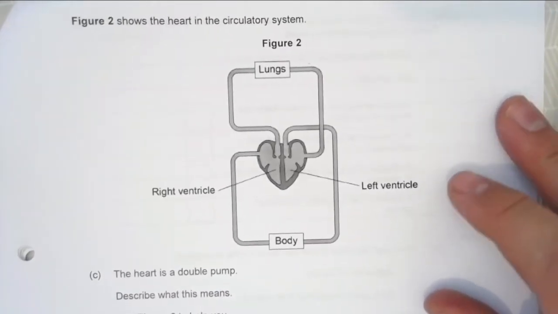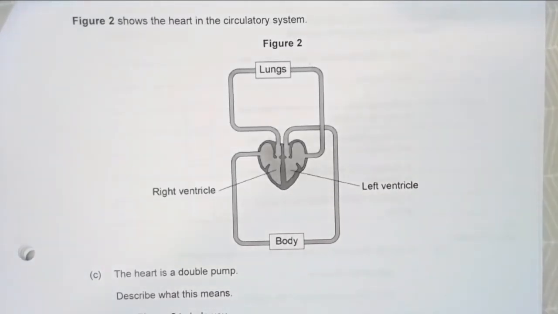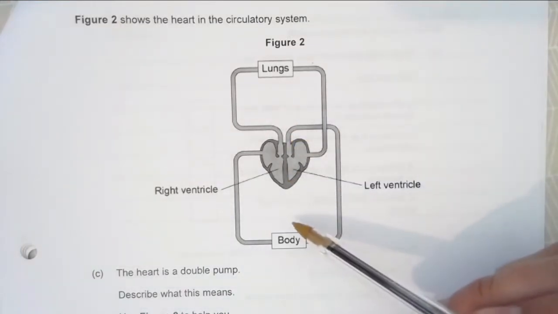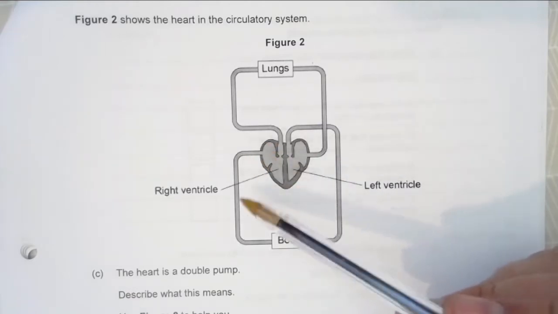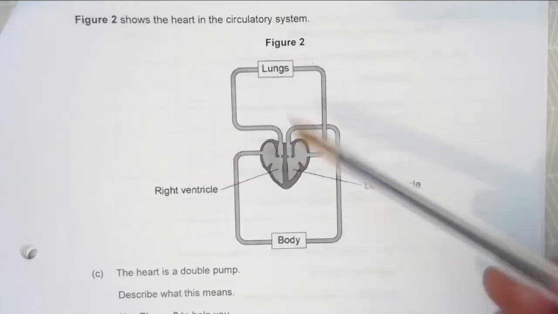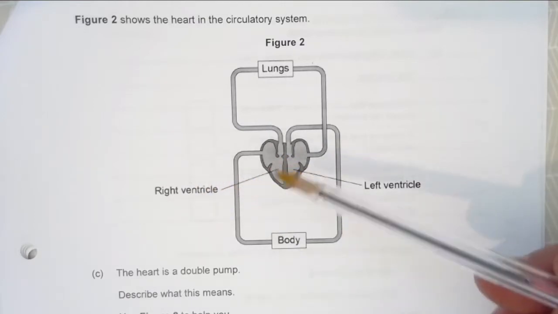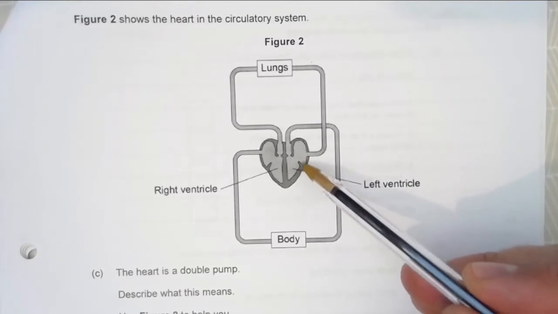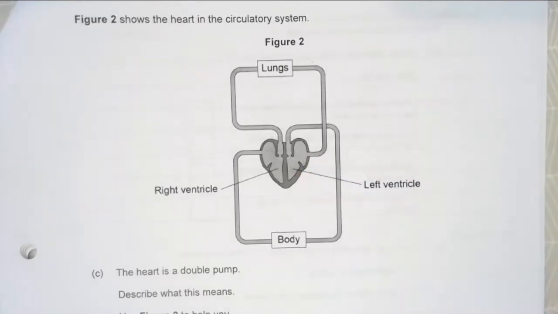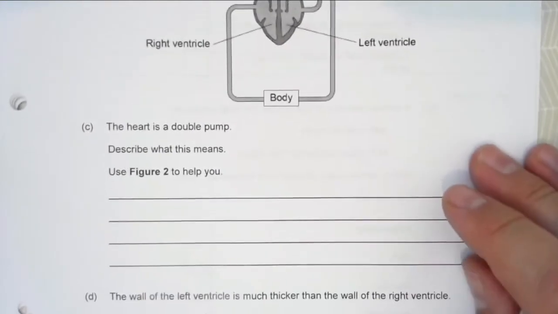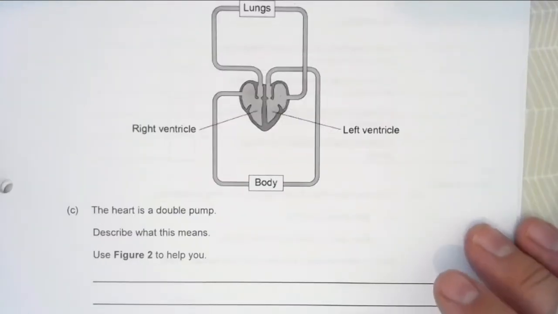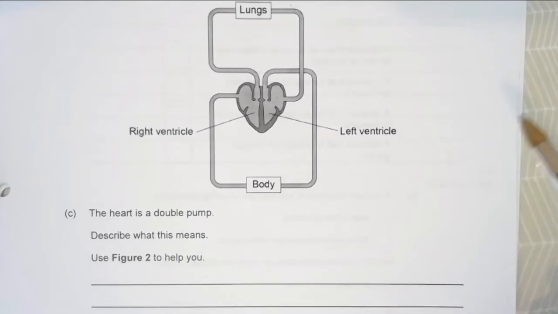So we've got a simplified version of the circulatory system. We've got the left hand side of the heart here, which is connected to the body, and the right hand side of the heart here, which is connected to the lungs. So just remember that these diagrams are always opposite because you're looking at it front on. So in this image, the left ventricle and the left atrium are on the right hand side, so please don't be confused by that. Here we have the question which says the heart is a double pump. Describe what this means, and this diagram really helps us. So all we really have to do is explain what we're seeing.